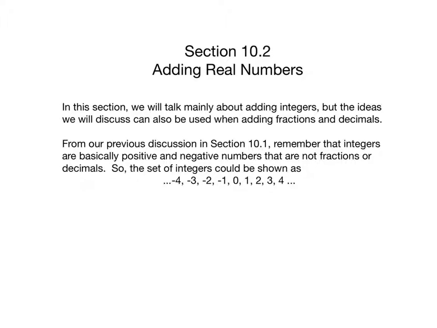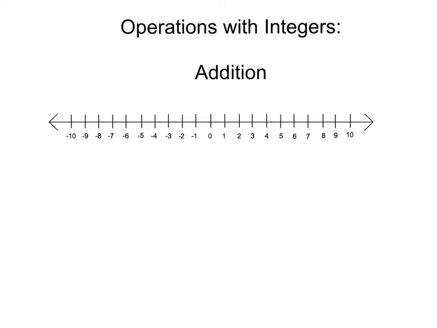So, the set of integers could be shown as -4, -3, -2, -1, 0, 1, 2, 3, 4, and the numbers could go out in either direction forever. There are certainly different rules that can be used when adding integers, and we will get to those shortly. But let me start off by just adding integers using a number line.